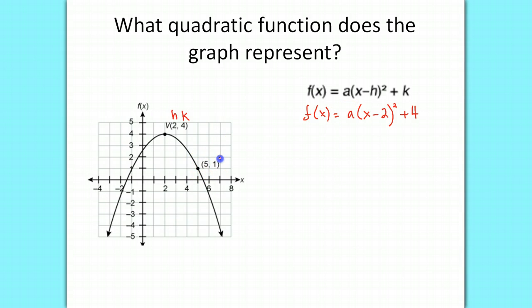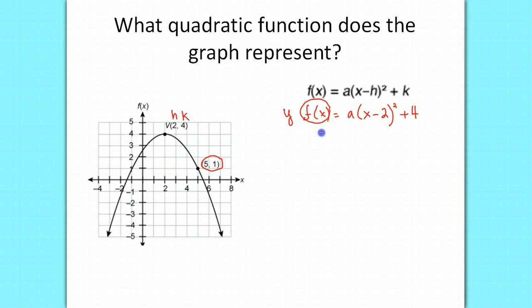We're going to use this other point to find a. None of these numbers listed here are a. We have to do a little bit of work to find it. This is an x value and this is a y value. So what we're going to do is we're going to remember f of x is really the same as y.